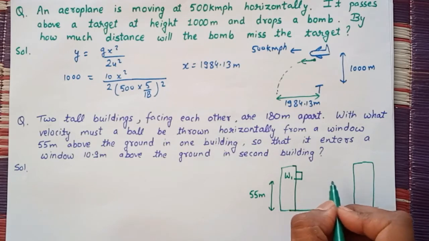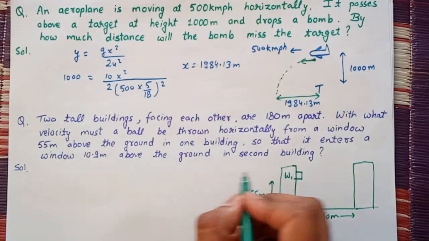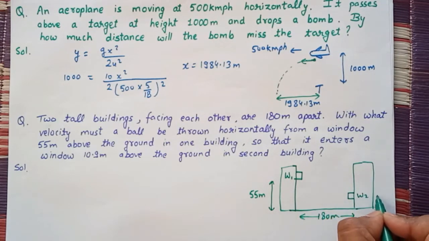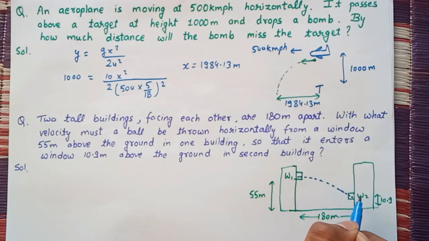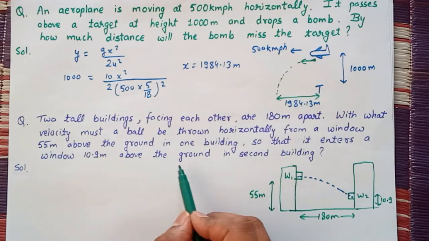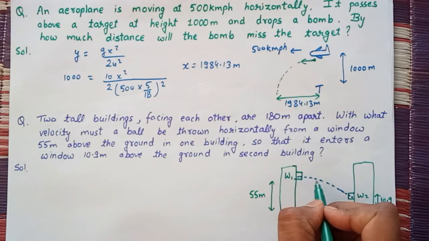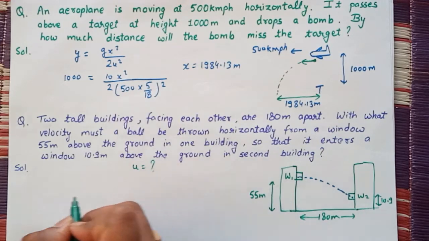A ball is thrown from here, so that it enters a window 10.9 meter above the ground in the second building. There is another window. This is W2 at the height 10.9 meter. A ball is thrown from here and it has to go like this. Fine. So the question is asking with what horizontal velocity, meaning u is asked. So we have to find u.